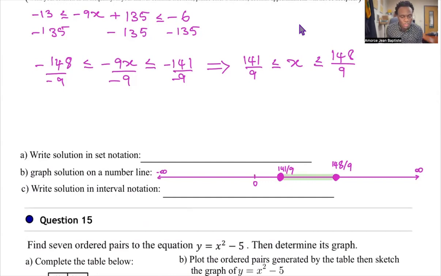So that's the green part is my solution, which can be put in interval notation as, in interval notation, a bracket 141 over 9, 148 over 9, close with a bracket.